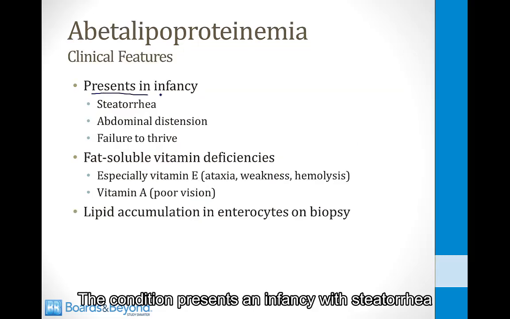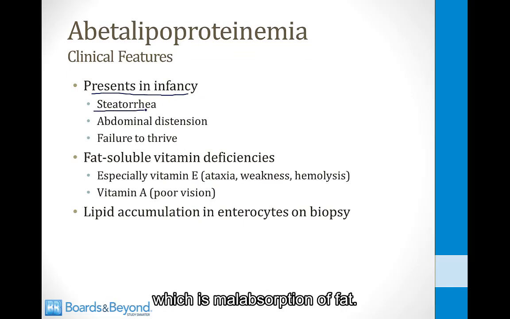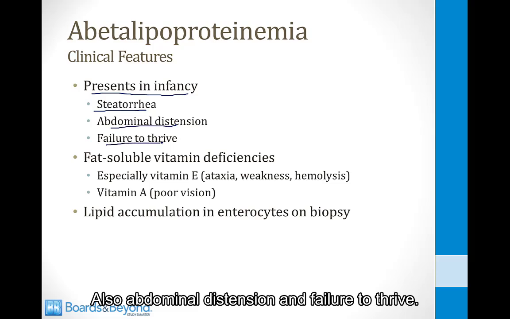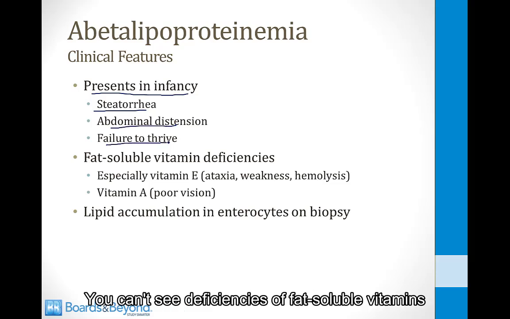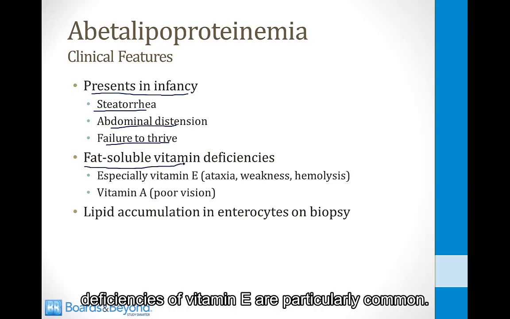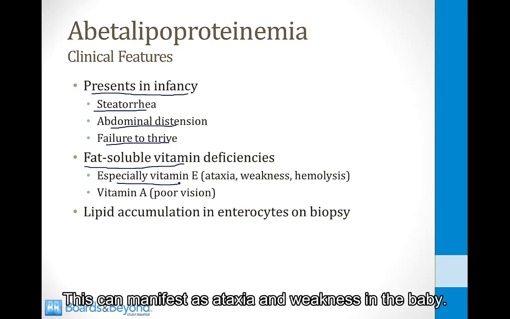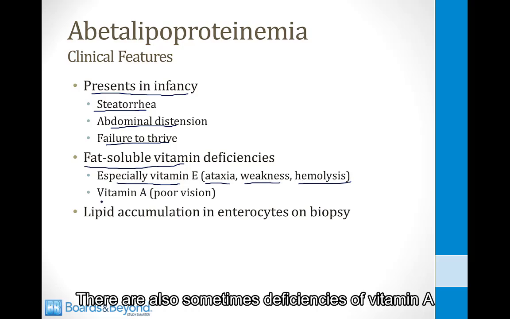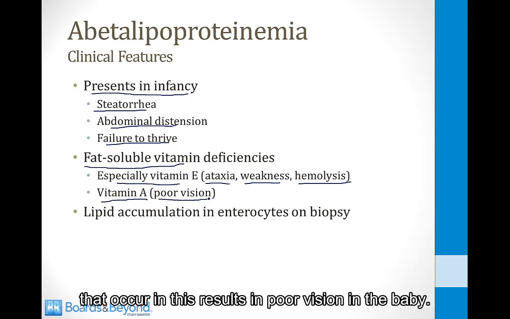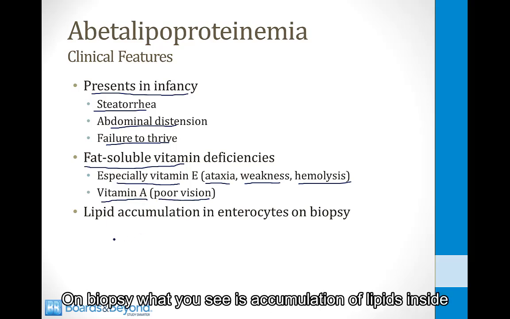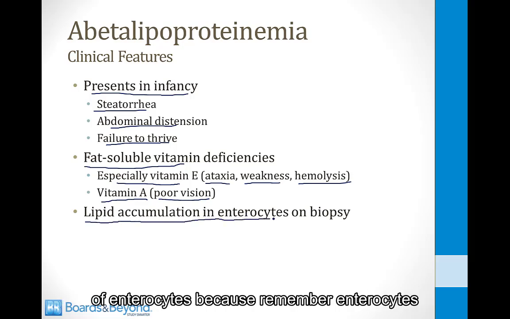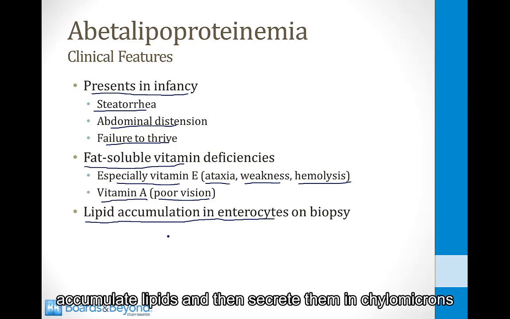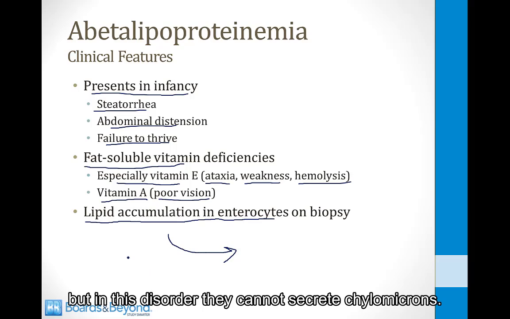The condition presents in infancy with steatorrhea, which is malabsorption of fat, also abdominal distension and failure to thrive. You can see deficiencies of fat-soluble vitamins. Deficiencies of vitamin E are particularly common. This can manifest as ataxia and weakness in the baby, and also hemolysis, which we'll talk about in the next slide. There are also sometimes deficiencies of vitamin A that occur, and this results in poor vision in the baby. On biopsies, what you see is accumulation of lipids inside of enterocytes, because remember, enterocytes accumulate lipids and then secrete them in chylomicrons, but in this disorder, they cannot secrete the chylomicrons.